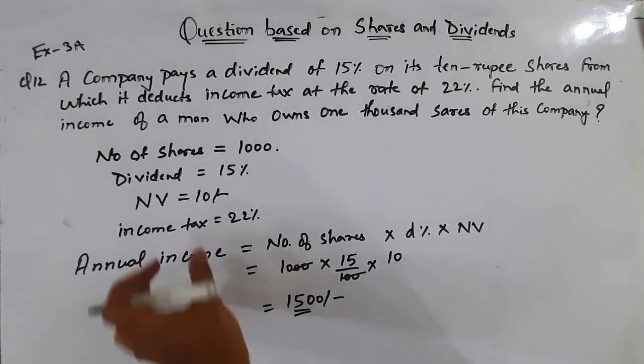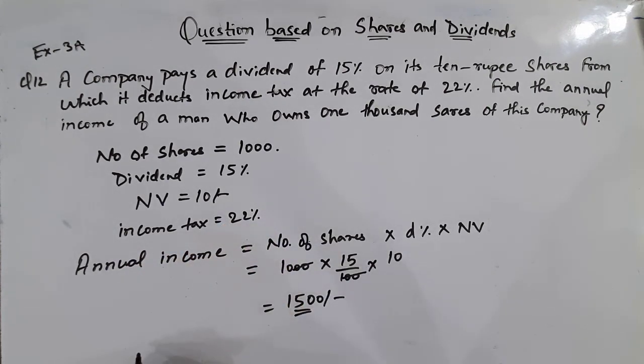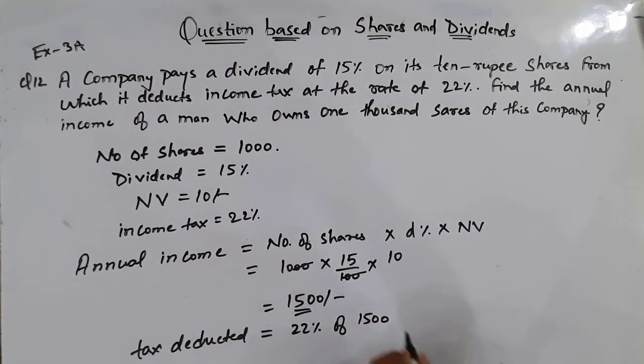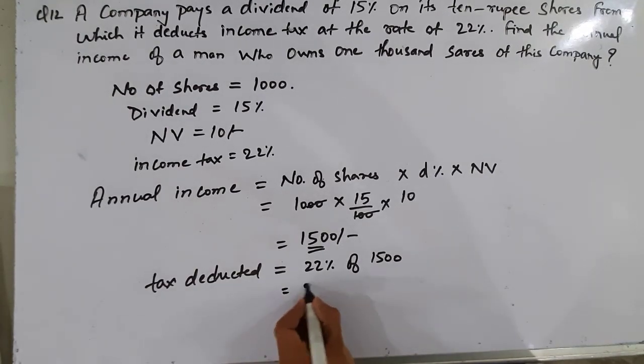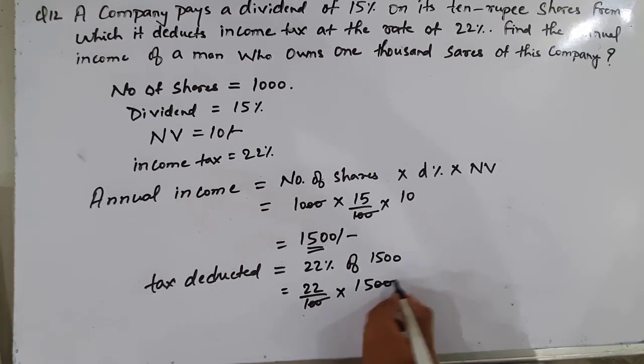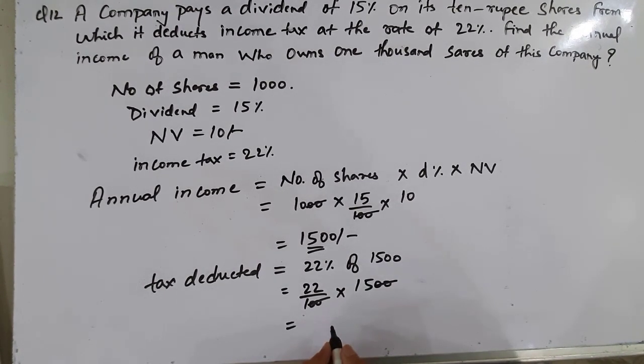Now the income tax deducted is 22%. So tax deducted equals 22% of 1500. So it is 22 upon 100 multiplied by 1500. So it comes to 330. So what is the annual income of the person?